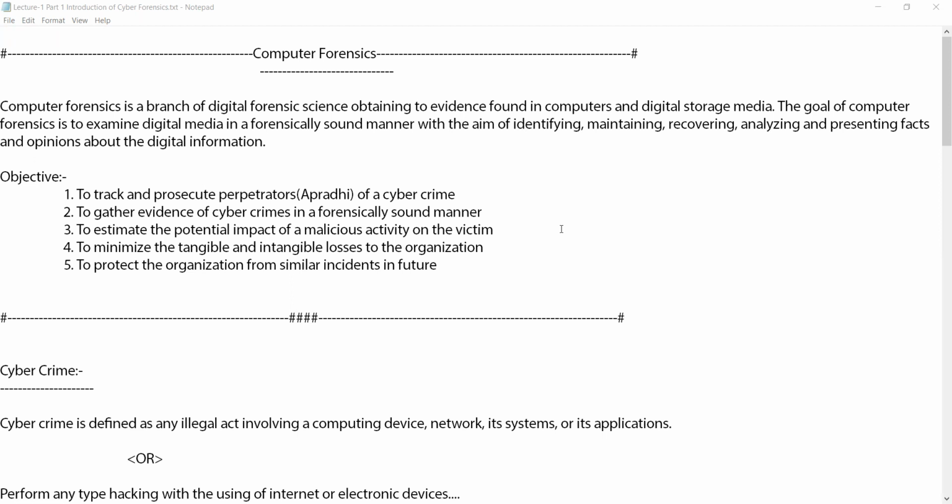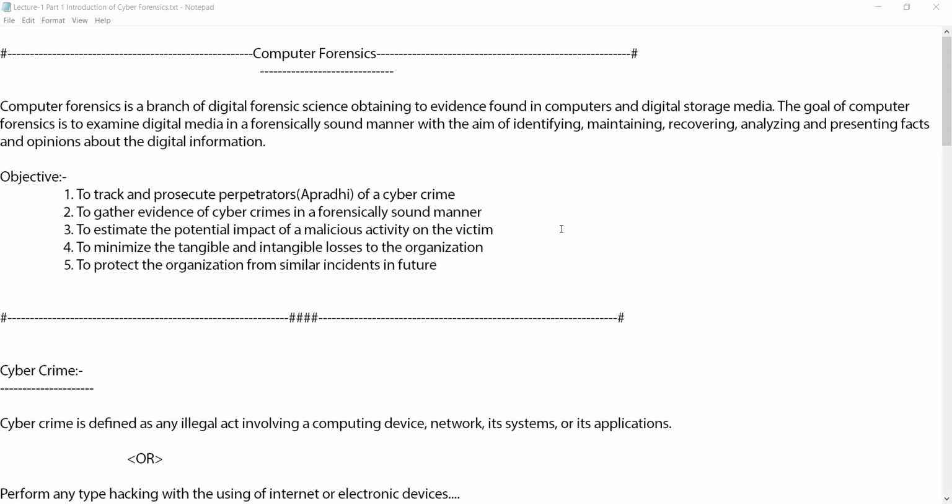So this is a complete definition of computer forensics as a branch of digital forensics, as a branch of cyber forensics, right? Now the next thing is objectives. Suppose that you are working as a forensic investigator. There are a few objectives you need to complete when handling any type of case related to computer forensics. So what objectives do you need to complete?